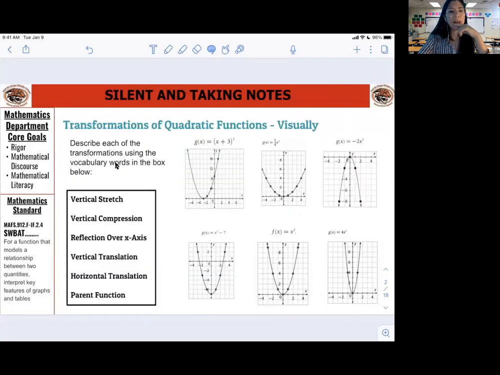So, quick review. I have a box over here with a bunch of keywords in them, and I have some examples over here on the right. I basically want you guys to start in your heads for now, and then we'll talk about it, to start matching each of these examples to the correct type of transformation. So as a reminder, we have vertical stretch, vertical compression. We just talked about reflection over the x-axis. We talked about vertical translation, and we talked about horizontal translation. And then one of these is the parent function.